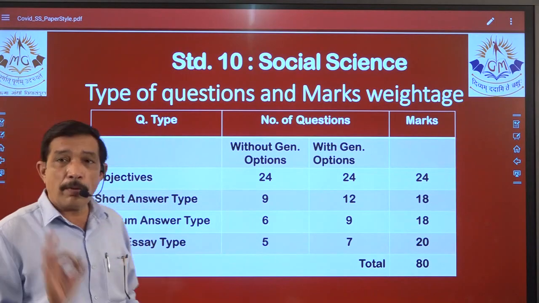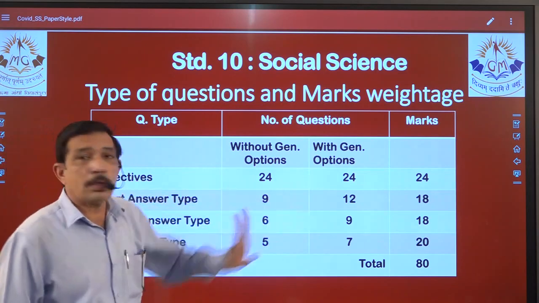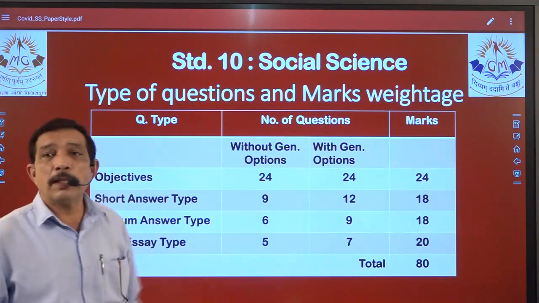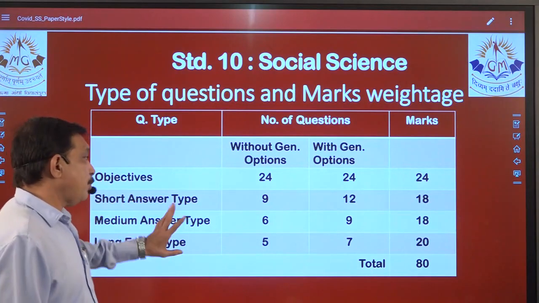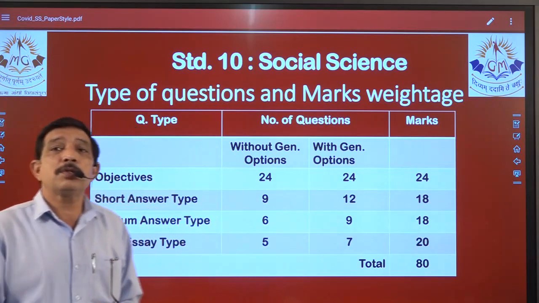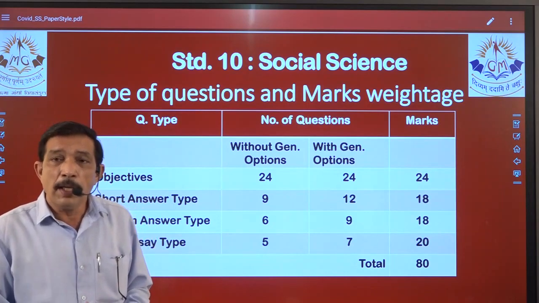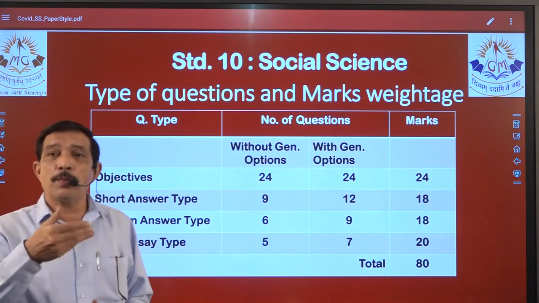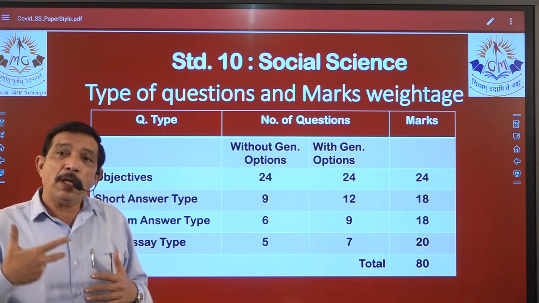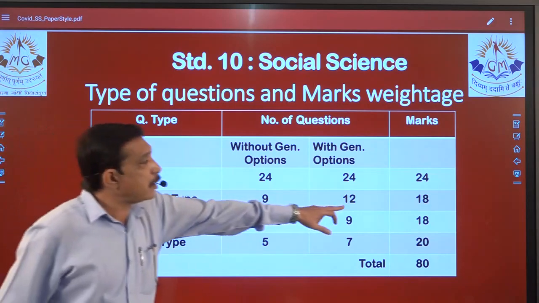So in objectives, you will have 24 questions of 1 mark each. That means with or without general options, there is no change. You have to answer all 24 compulsorily. Total marks dedicated are 24. Now short type answer. There will be 9 compulsory, and a total of 12 questions will be given in short type. Short type is the 2 marks question, which we always do in the WRT, with 2 marks, 3 marks and 4 marks.